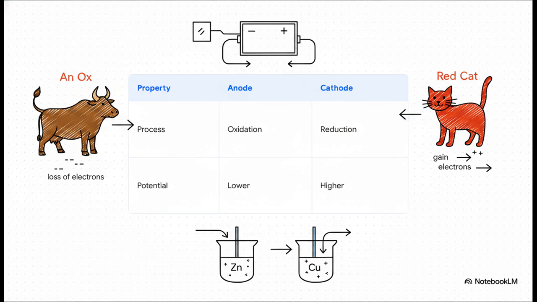the metal with the lower standard cell potential, which is zinc, is forced to be the anode. It gives up its electrons and oxidizes. The metal with the higher potential, copper, acts as the cathode and reduces. Lock that rule in your brain and electrochemistry becomes an absolute breeze.